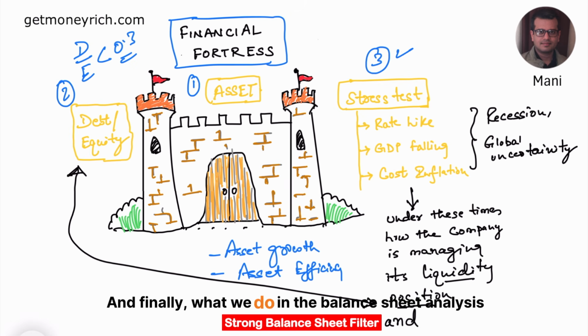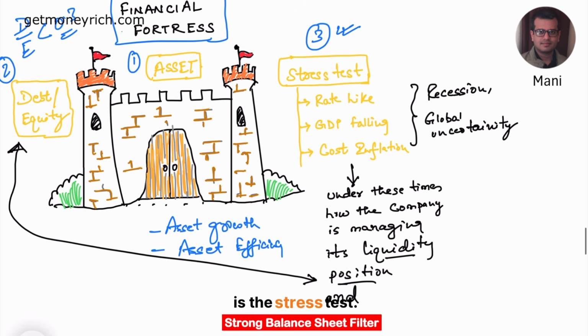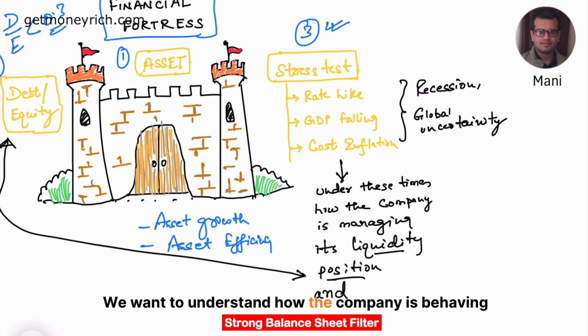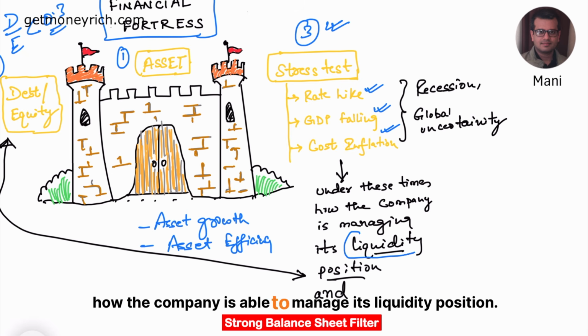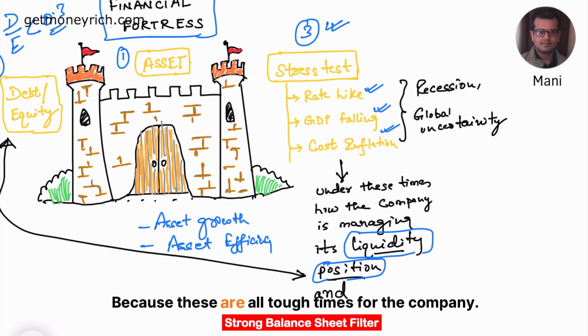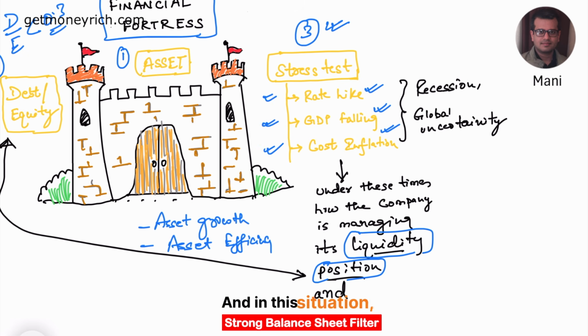And finally, what we do in the balance sheet analysis is the stress test. We want to understand how the company is behaving when there is a rate hike scenario, when the GDP of the economy is falling, when there is cost inflation going on. Under these conditions, how the company is able to manage its liquidity position, because these are all tough times for the company. And in this situation, how the company is managing its liquidity means how it is paying its vendors, how it's paying its interest dues to the bank. If the company is managing well even in these stress times, this is the quality of a multi-bagger stock.